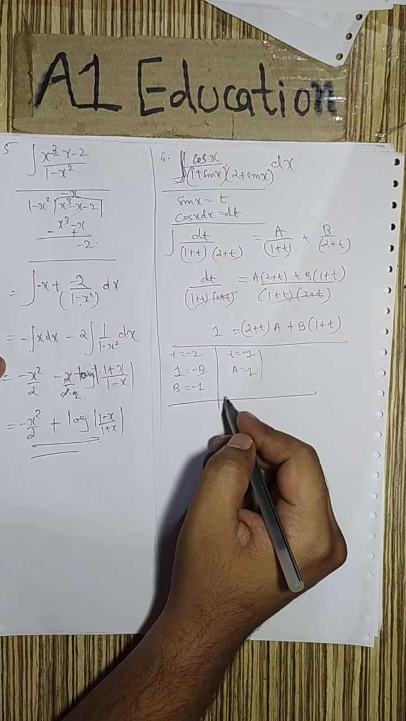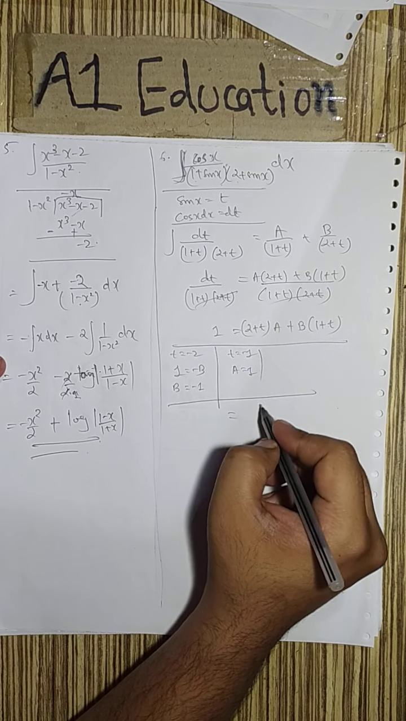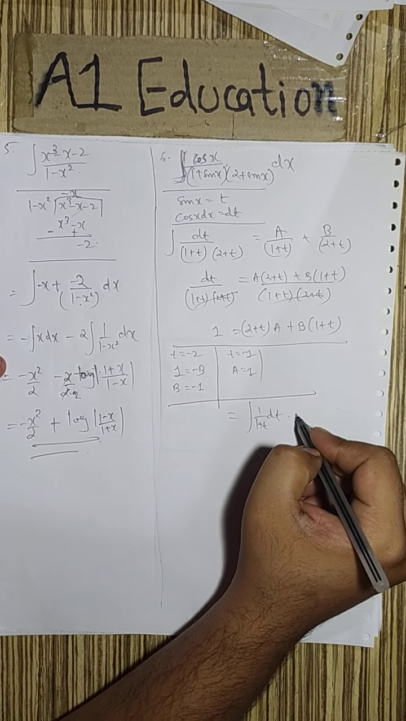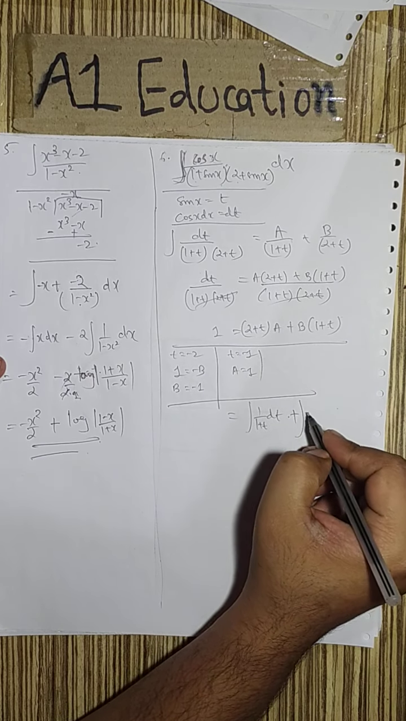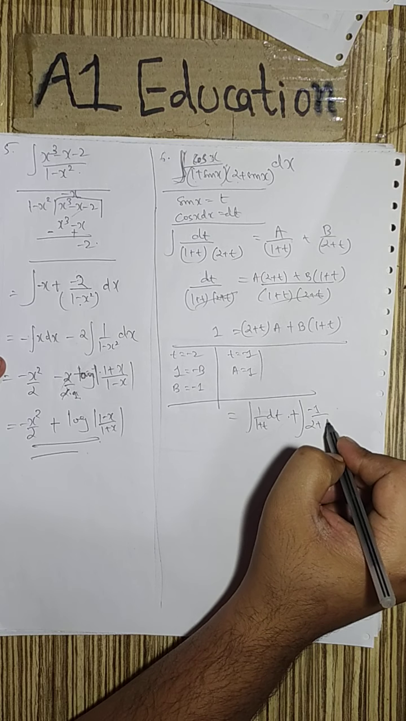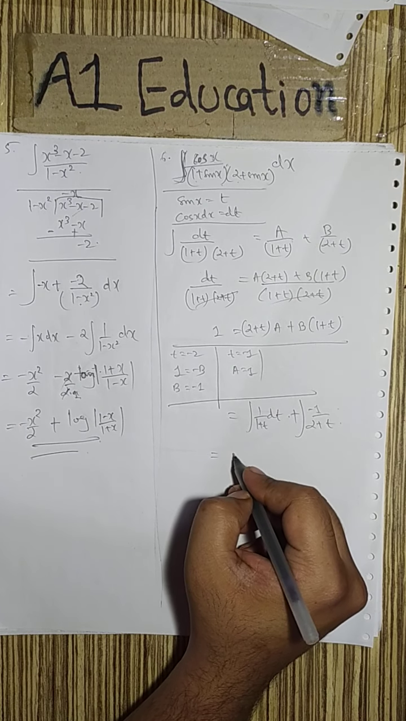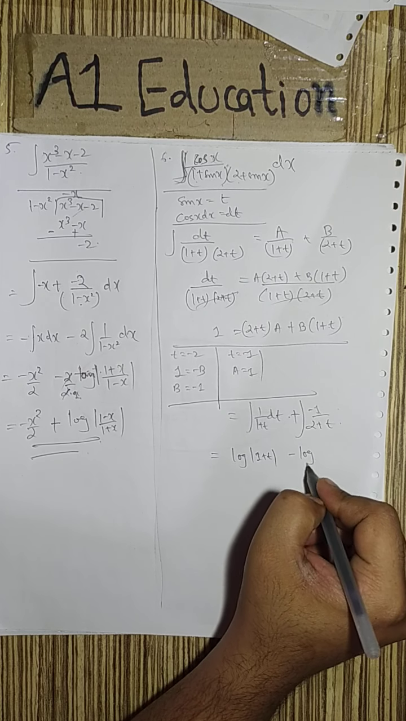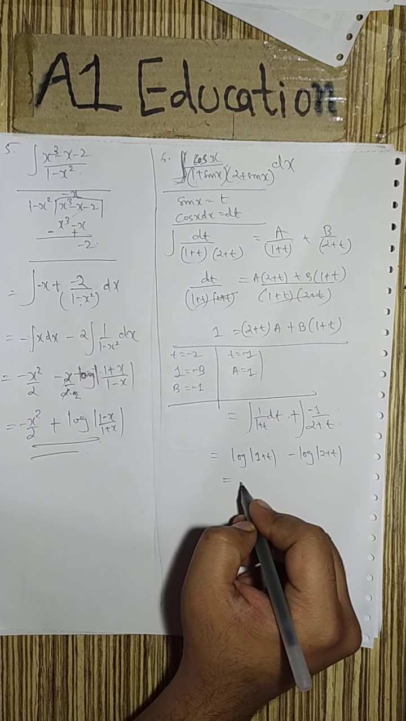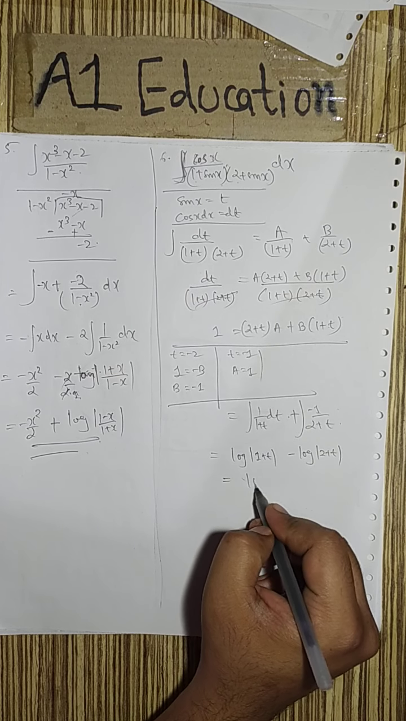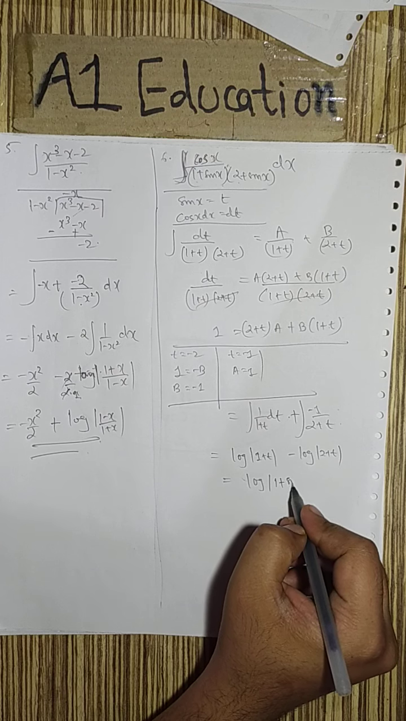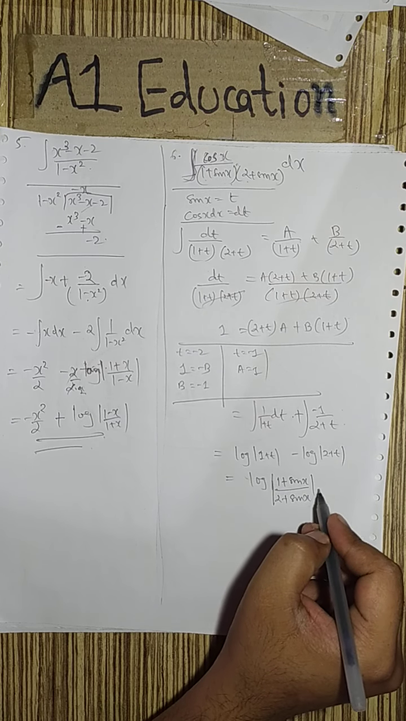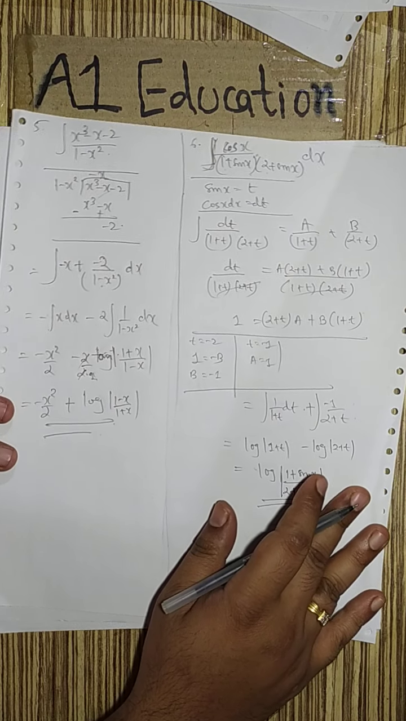Use this. So the required integration will be a is 1 upon 1 plus t dt directly from this step, plus integration of b is minus 1, so minus 1 upon 2 plus t. So simplifying it will be log 1 plus t minus log of 2 plus t. So that can be written as log of 1 plus sin x, in place of t we substitute back, and 2 plus sin x. This is the answer.